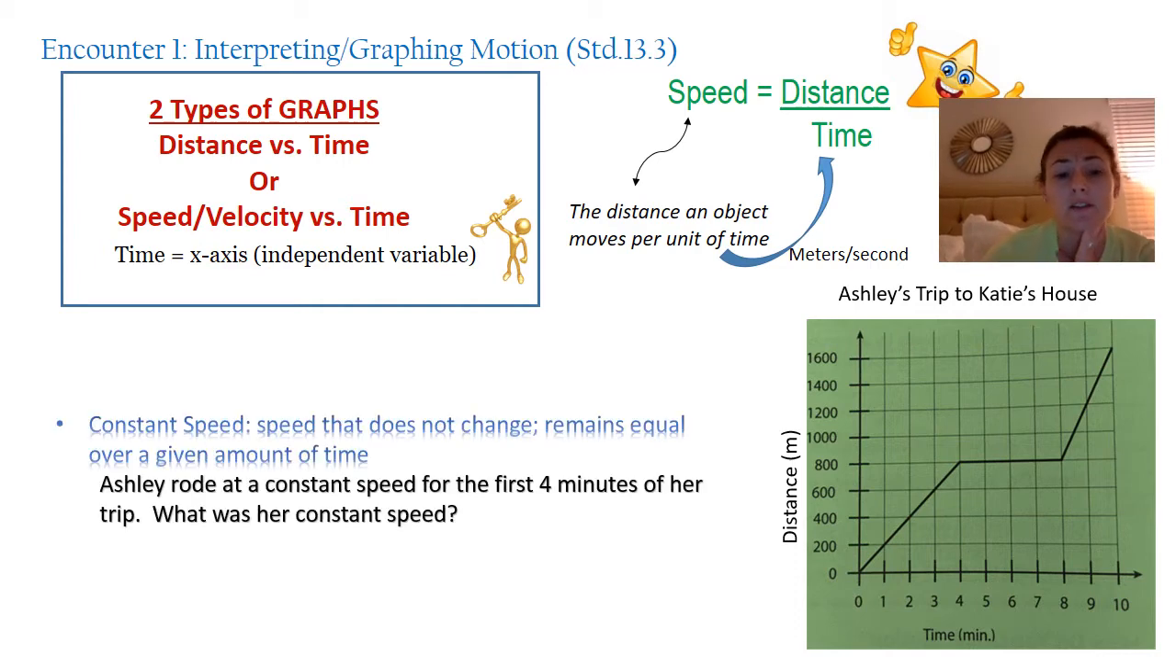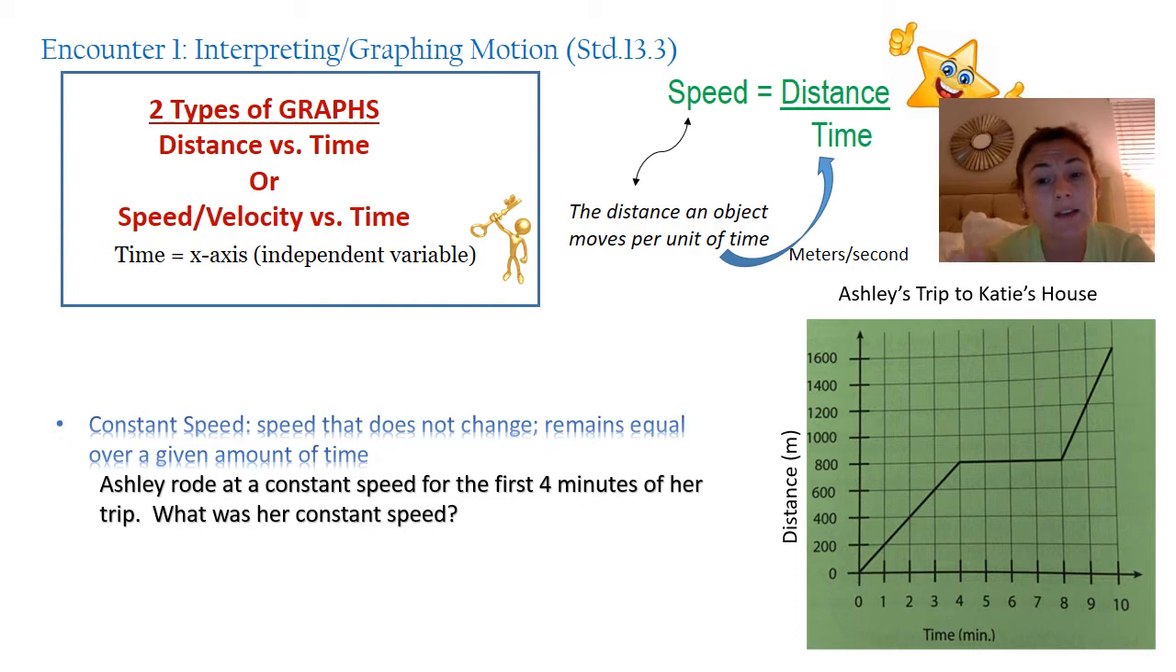So let's take our first example. Let's take a look at Ashley's trip to Katie's house, and let's talk about what her constant speed would be. Constant speed is the speed that does not change, but it remains equal over a given amount of time. So in reality, we see in this graph that constant speed happened twice. It happened between 0 and 4 seconds, and it also happened between 8 and 10 seconds. Okay? Remains equal over time.